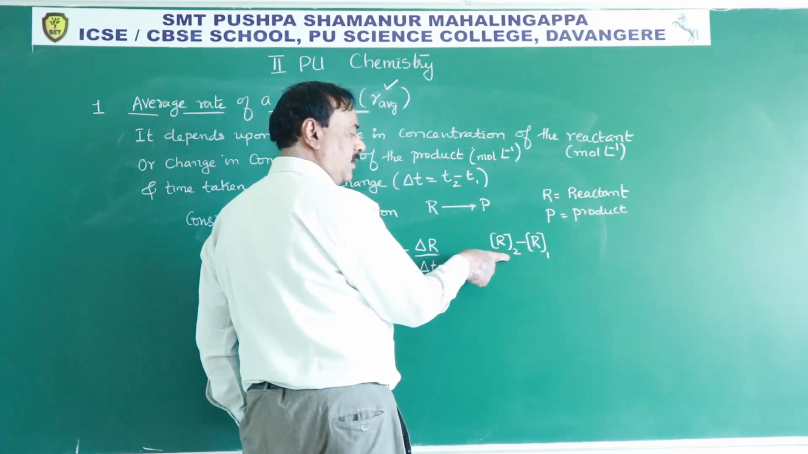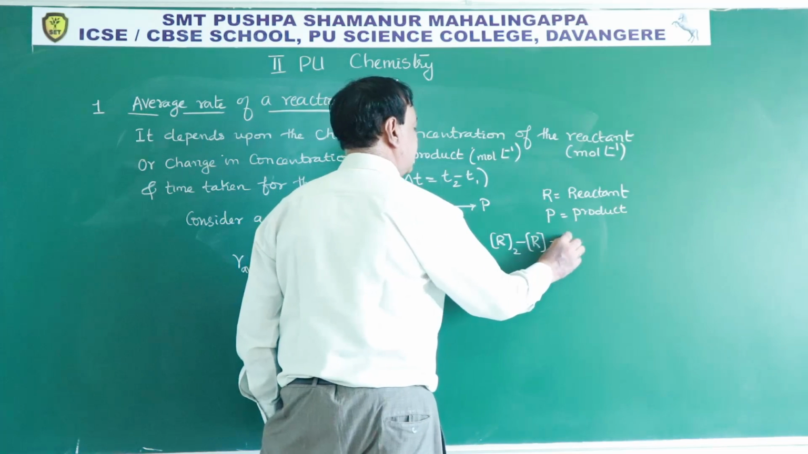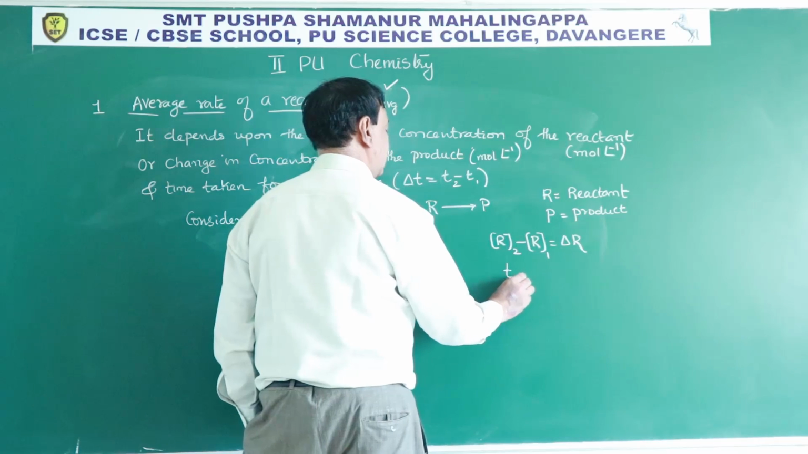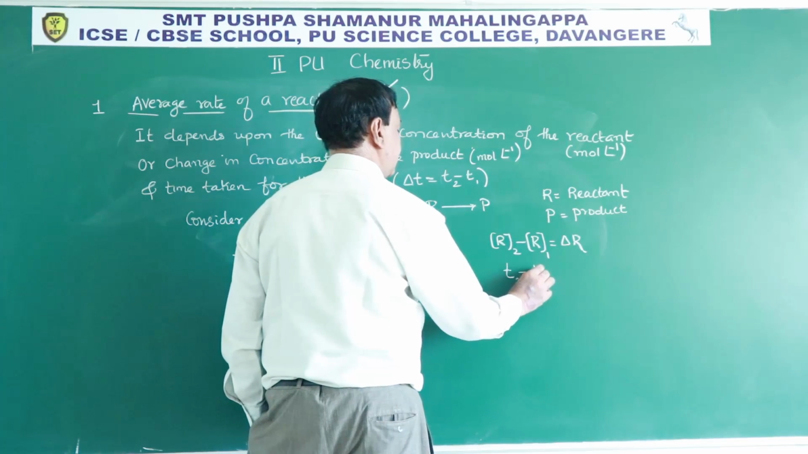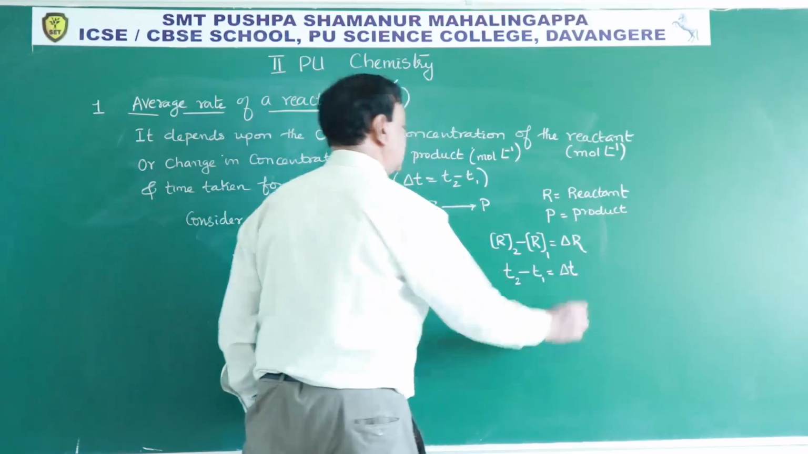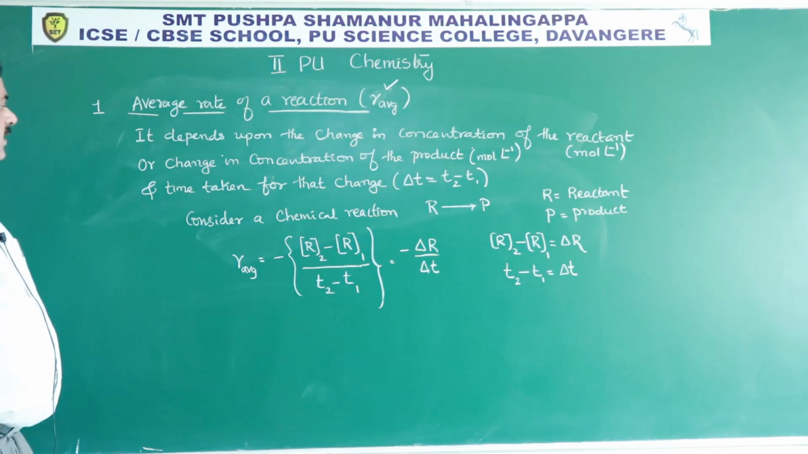After the bracket, that is a 2 and 1, not inside the bracket. That is given by means of delta R, whereas T2 minus T1 is given by means of delta T. Is it clear?